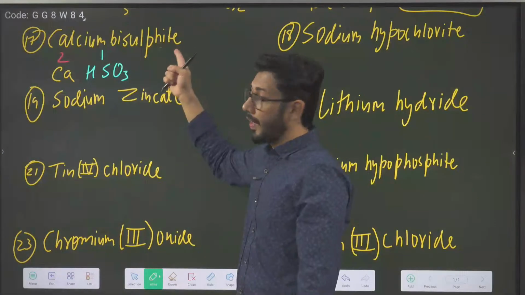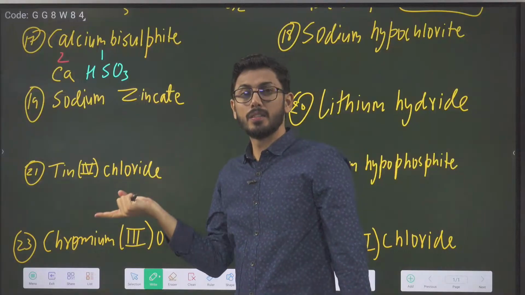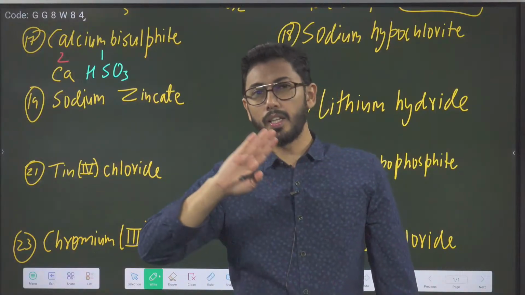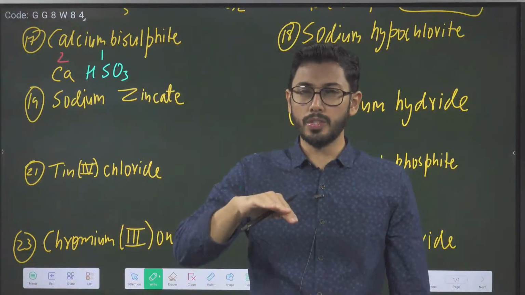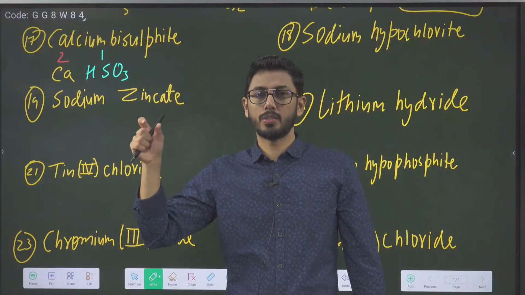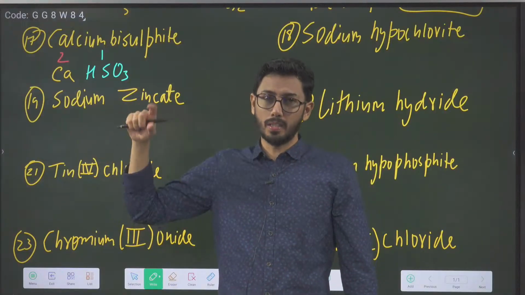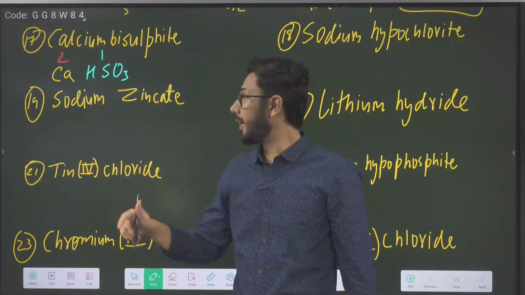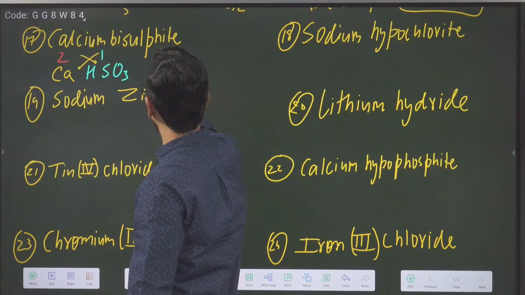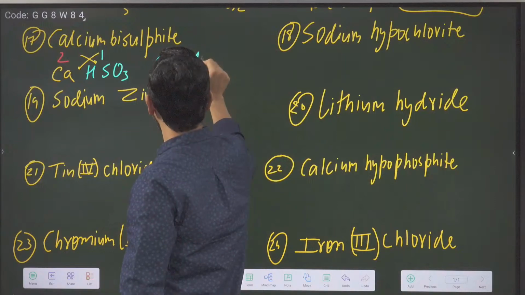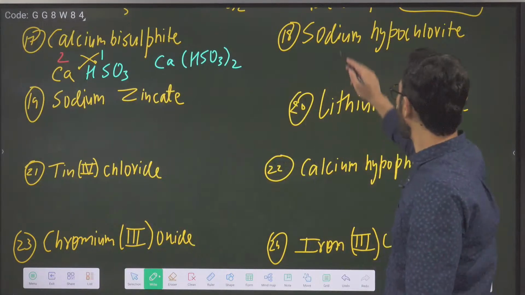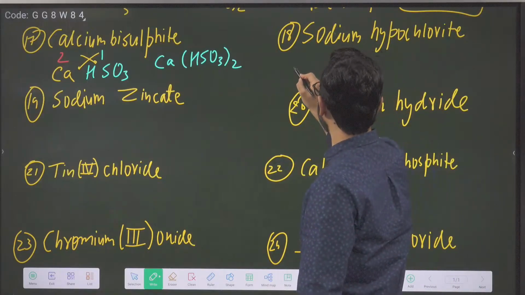Yes, sulfite, remember we have done where? In the case of oxyacid of sulfur. One was sulfuric acid, other was sulfurous acid. In sulfurous acid, ous becomes ite. So HSO3 minus is bisulfite, SO3 2 minus is sulfite. So it is bisulfite, crisscross method, it becomes Ca(HSO3)2.